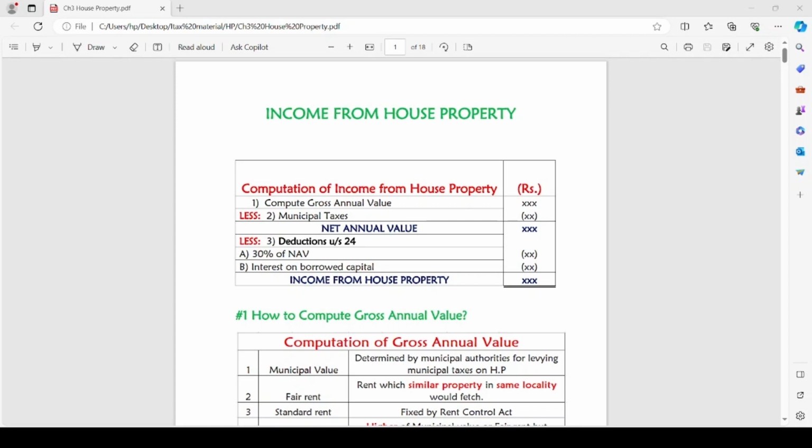In the previous lectures we have discussed basic concepts of income tax and then we have discussed residence and scope of total income. Today let us start the new chapter, that is heads of income.